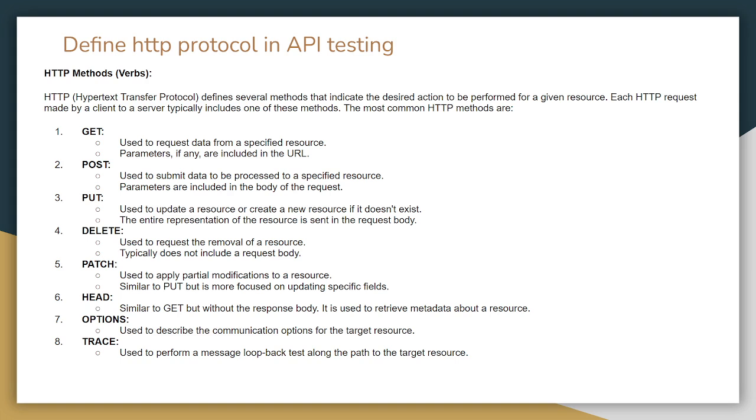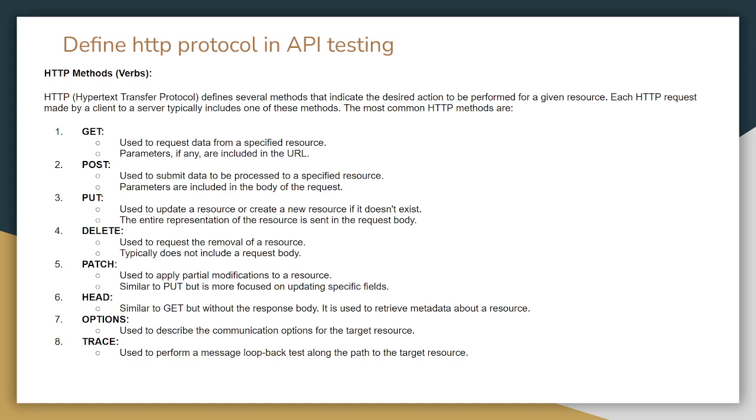Now, some of the basic HTTP methods in API testing are GET, POST, PUT, DELETE, PATCH, HEAD, OPTIONS, and TRACE. We'll go one by one. So the GET request is basically used to retrieve information from the server. If you are requesting some information from the server, you should be using a GET request. Typically it does not modify the server data. You cannot use a GET request to modify any server state.